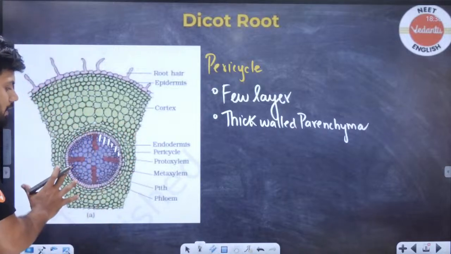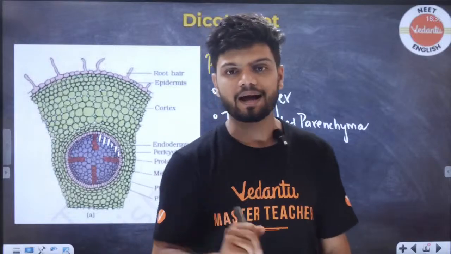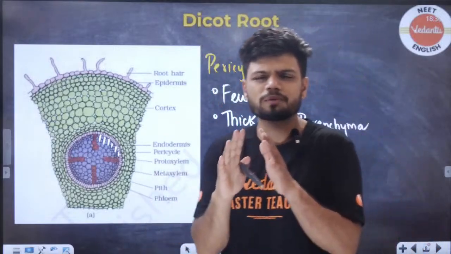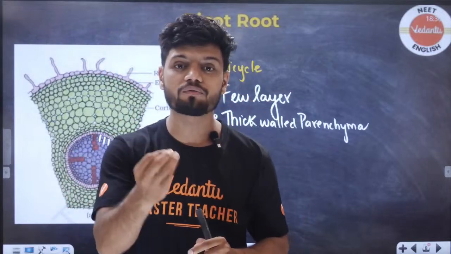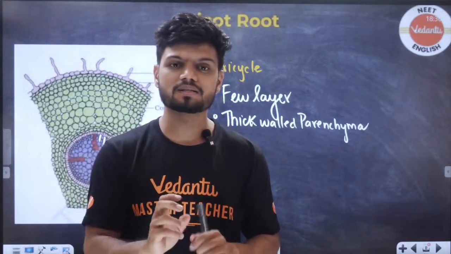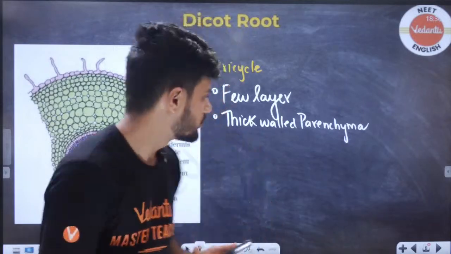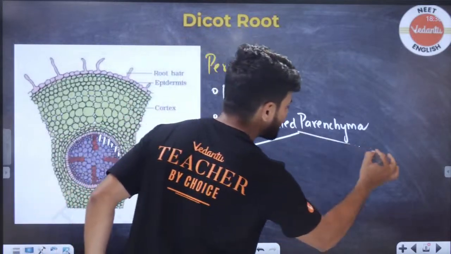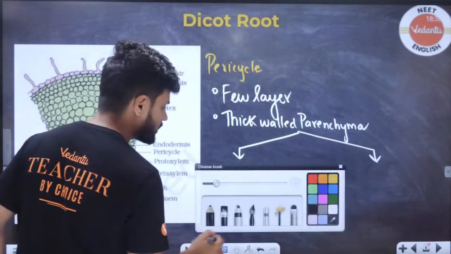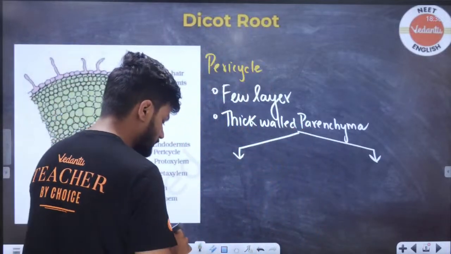Now, students, you need to understand the pericycle has two main roles. Apart from these two roles, nothing else. The first role is initiation of lateral roots, and the second one is the growth of the cambium during the secondary growth. So write down: the pericycle has two main functions. The first one is initiation of lateral roots.